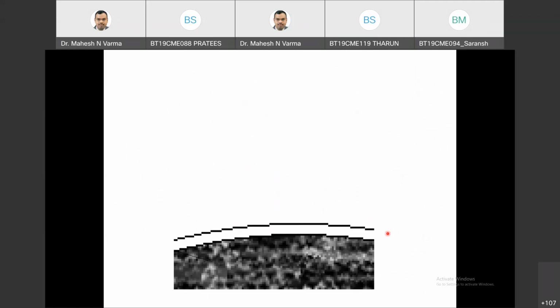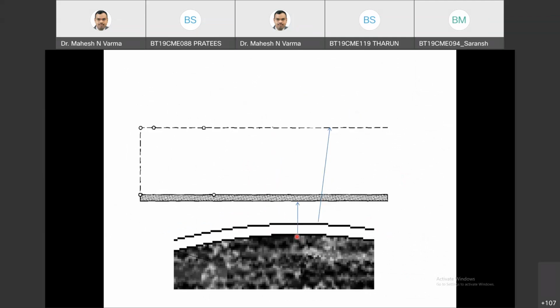Enlarging this further, this is the catalyst surface, and this is the thickness of the gas film.